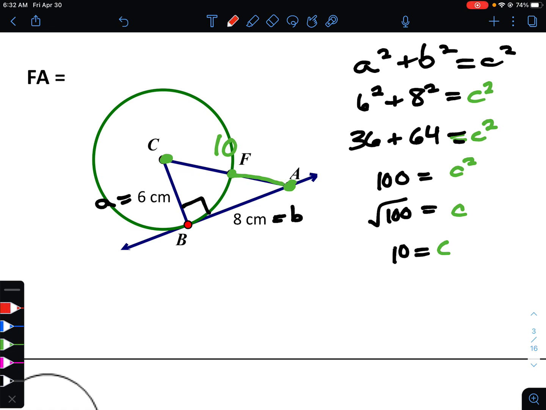So what we want to get rid of is this length right here, which notice is a radius for our circle. And we actually already know what the radius for our circle is. We know that the radius for our circle is 6. So then to find FA, if we just take 10 minus 6, 10 minus 6 is 4. That's going to have to be our length for FA, and there's our answer.